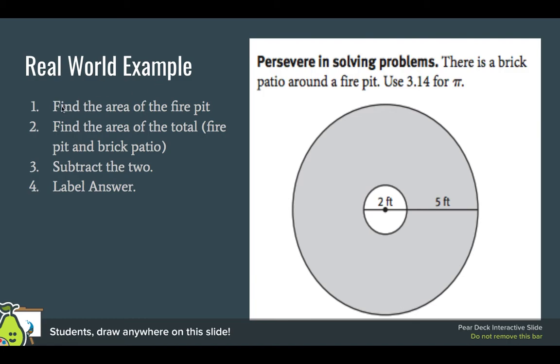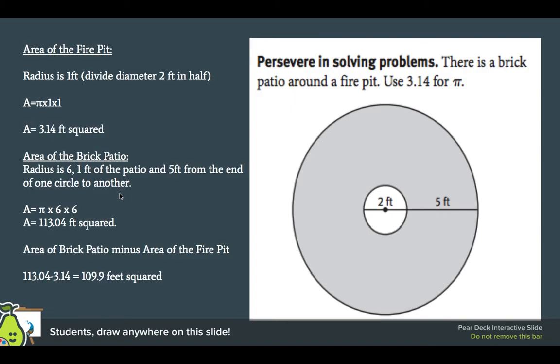So here's what we're going to do. We're going to find the area of the fire pit. We're going to find the area of the total, which is the fire pit and the brick patio, and then we're going to subtract the two. And then obviously we want to make sure we label our answer at the end. So let's take a look at this.